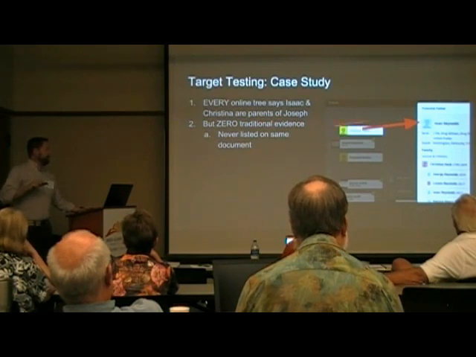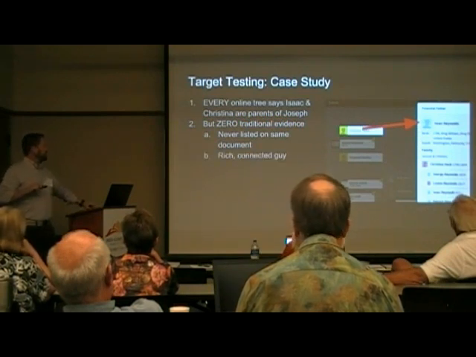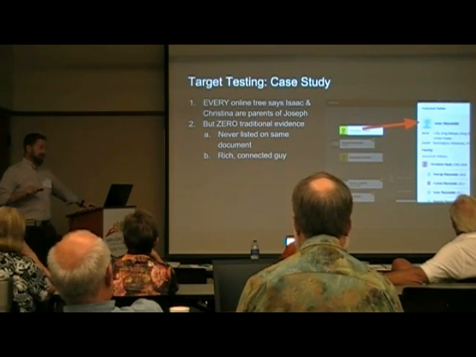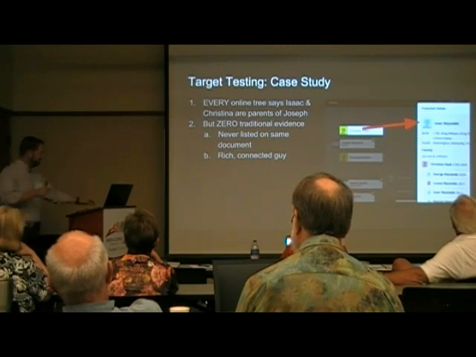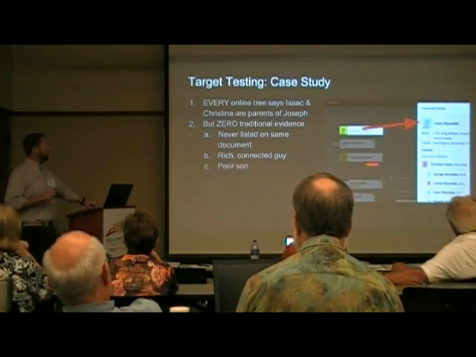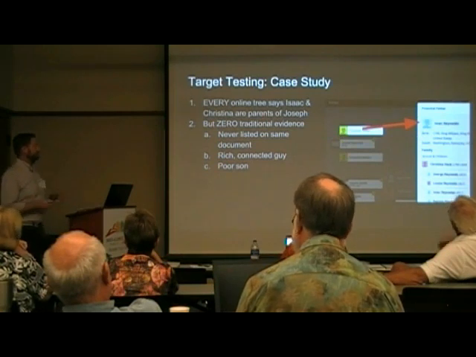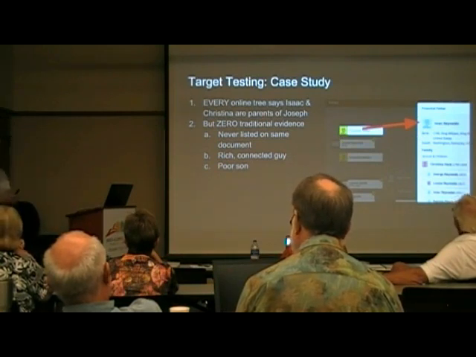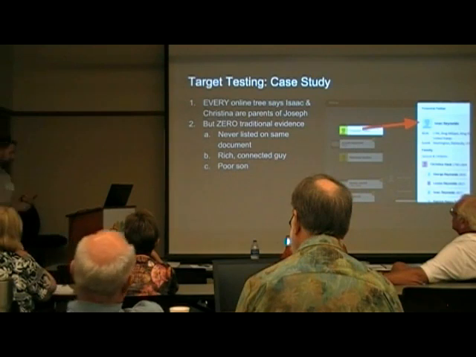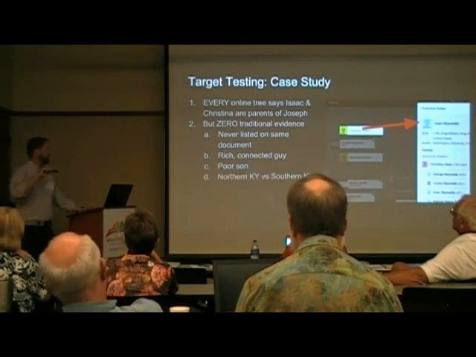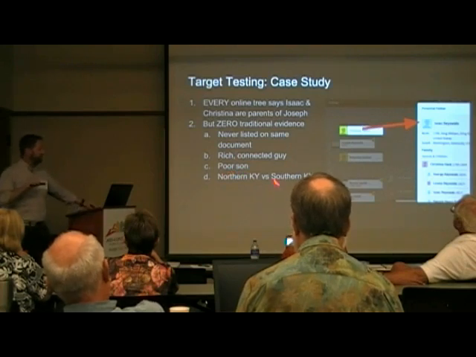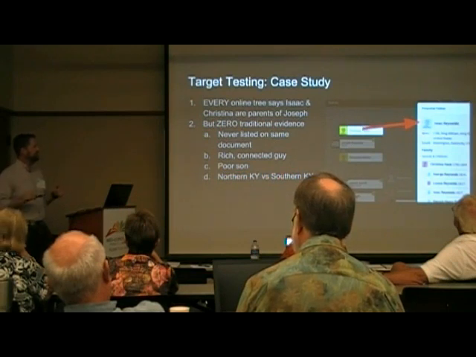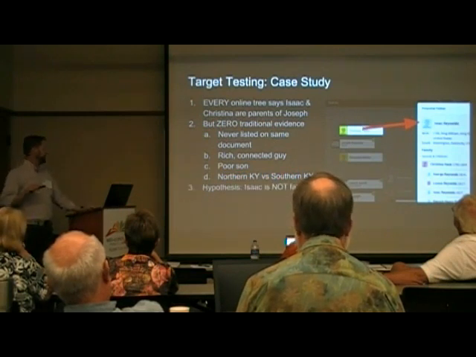And so we want to validate. Isaac is a rich, connected guy. When he died, he gave out lots of land, lots of cattle to many children. My Joseph is first found as a pretty poor guy. He doesn't own any land. He owns, I think, a horse and maybe a cart or something like that. Isaac lived in northern Kentucky. Joseph lived in southern Kentucky. All of this suggests, why on earth do we think that Isaac is Joseph's father?